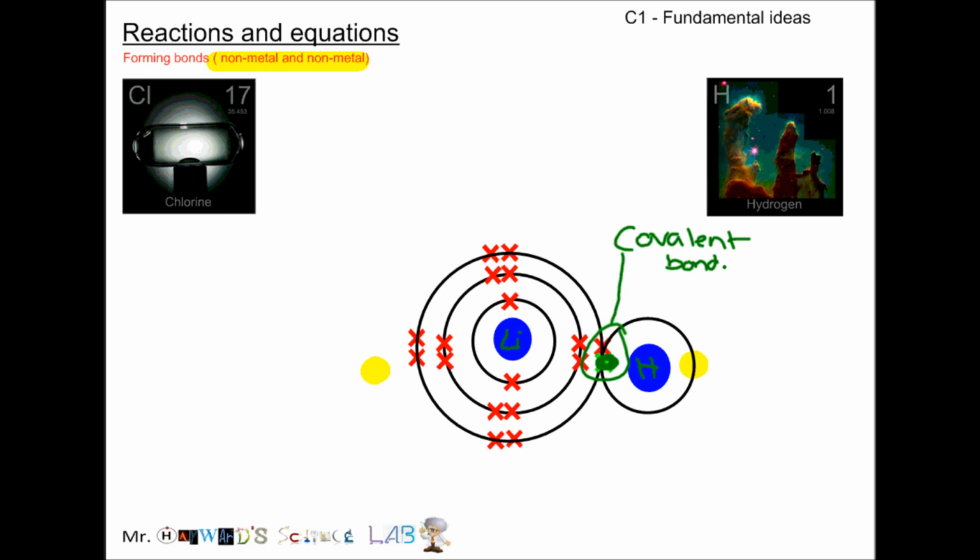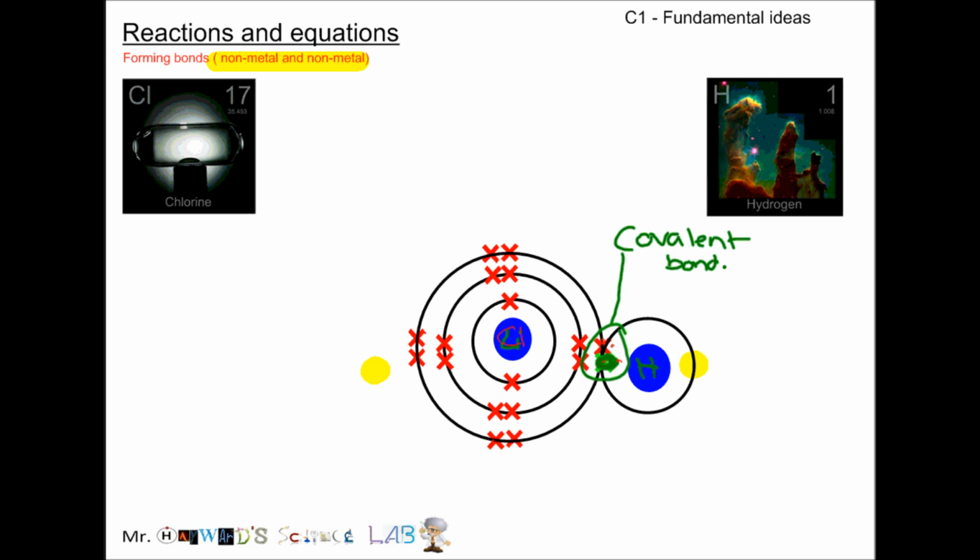Okay, and if you look, hydrogen has now got two electrons. It's at the first shell, so two's full. And chlorine has got 1, 2, 3, 4, 5, 6, 7, 8. So both of them have full outer shells. So they've gained what they wanted to. They're not charged either, okay? So it's the sharing of electrons.